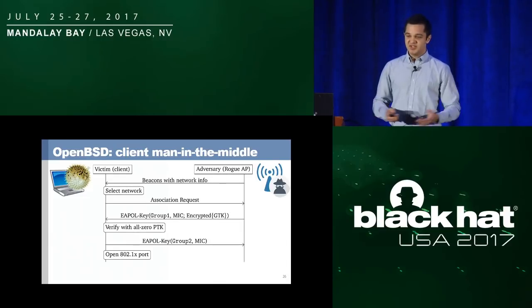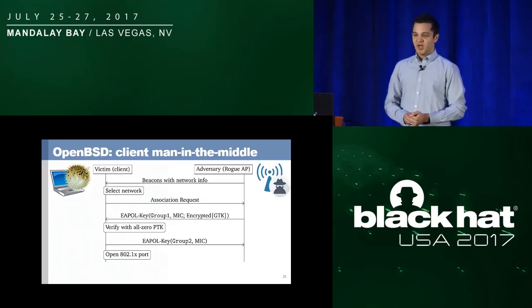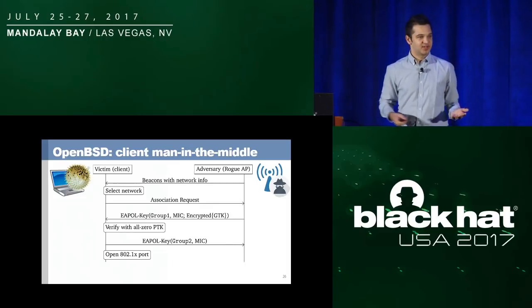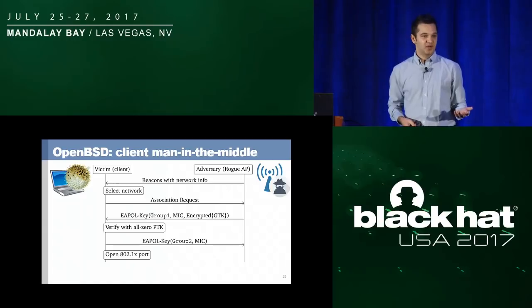Once it accepted this message, it will reply using message 2 of the group key. And an interesting side effect of sending group message 1 is that it will also open the data port essentially. So at this point, the client will accept normal data traffic, and it will also send normal data traffic.